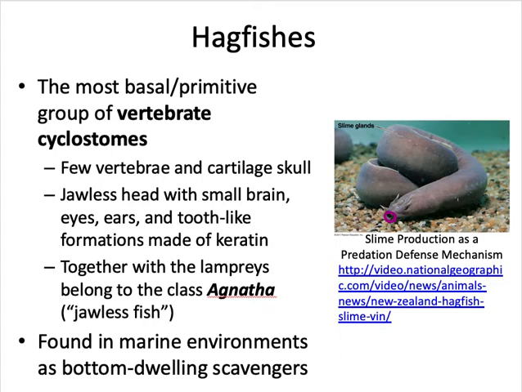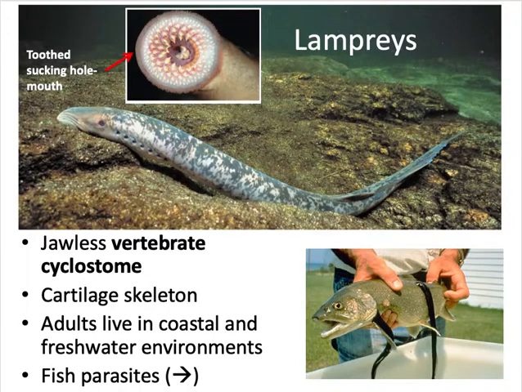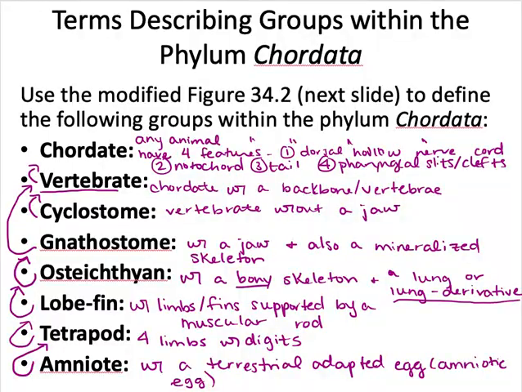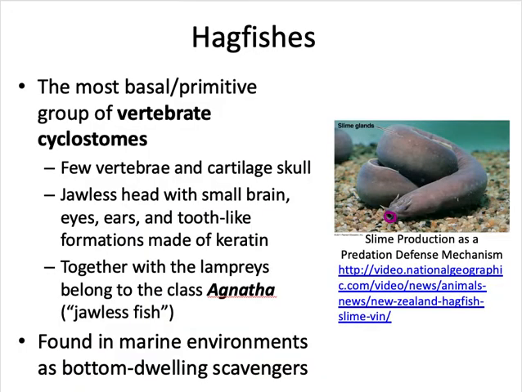Our lampreys, I'm going to show you a picture of their mouth as well. Circle mouth. So the lampreys and the hagfish are cyclostomes, and I remember those circle-shaped mouths. They do have very few vertebrae and a cartilage skeleton with no jaw and a small brain.